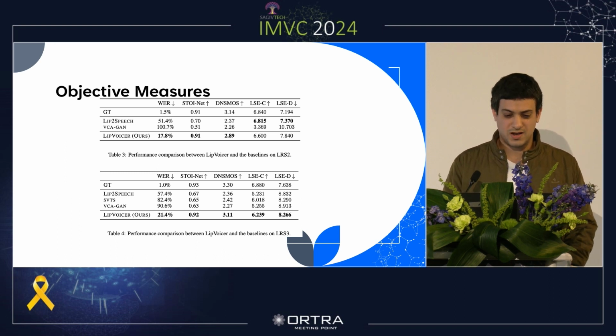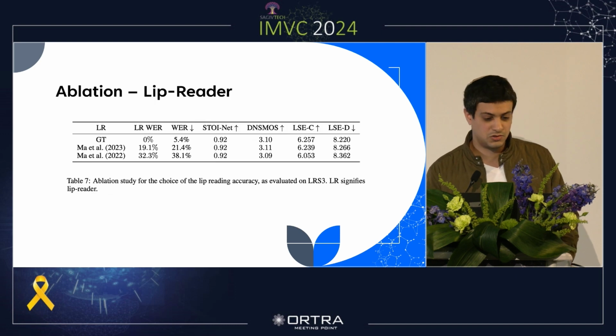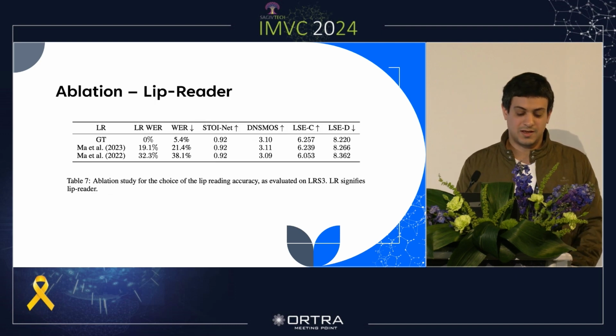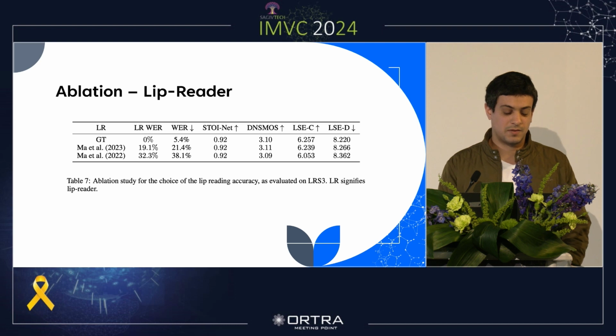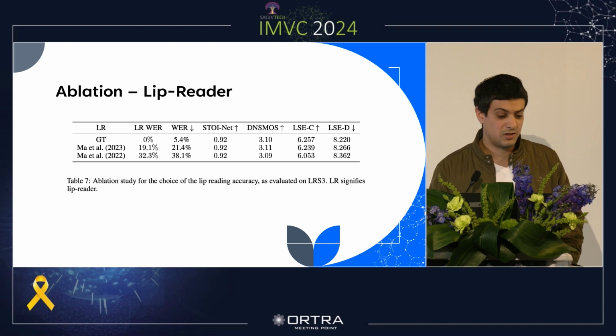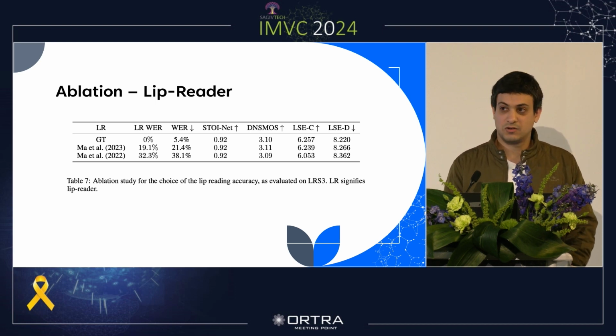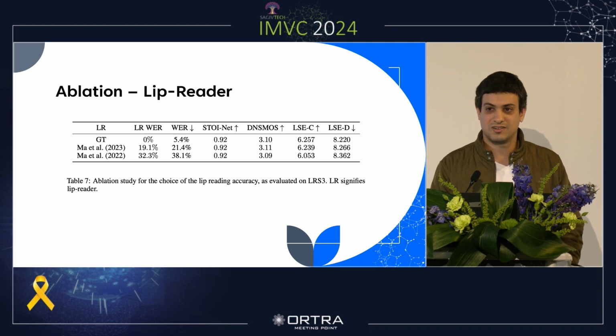And one last ablation study I would like to show you is that if we use a more accurate lip reader, we can also improve the quality of the generated speech. For example, if we take the ground truth text, we can achieve a word error rate of about 5%, and other metrics are less important now.